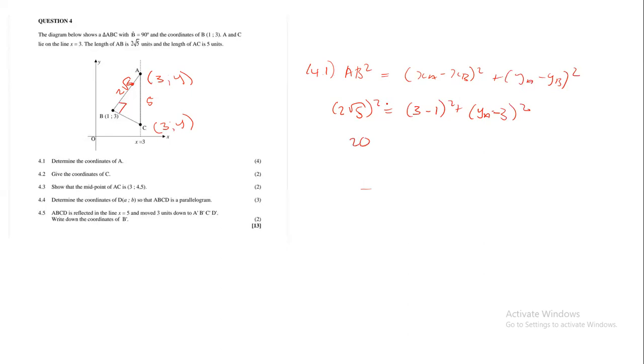That means here we're going to have 20 on the left side. And therefore, 3 minus 1 is 2. 2 to the power of 2 is going to be 4. And therefore here, we're going to expand it.